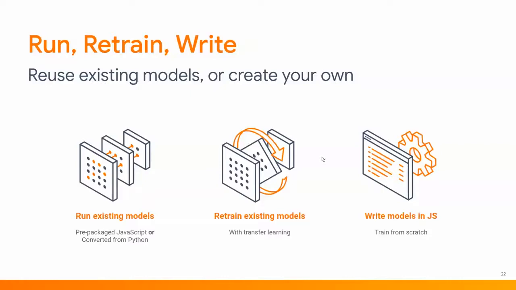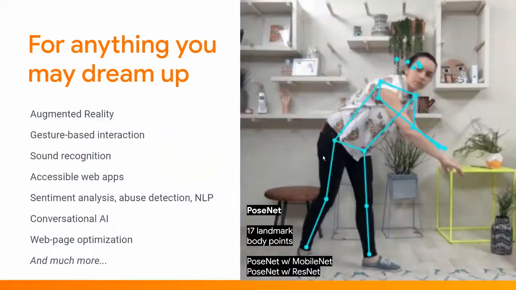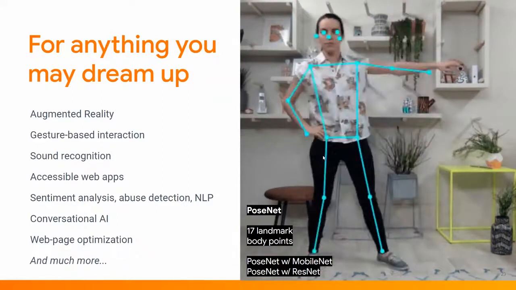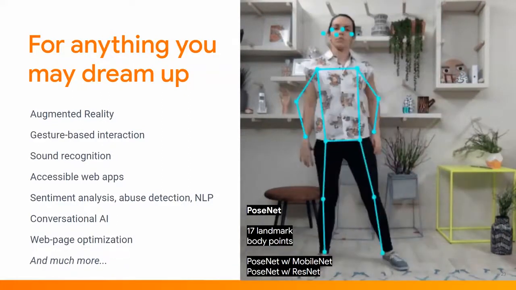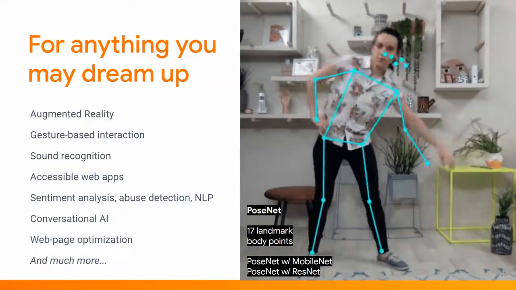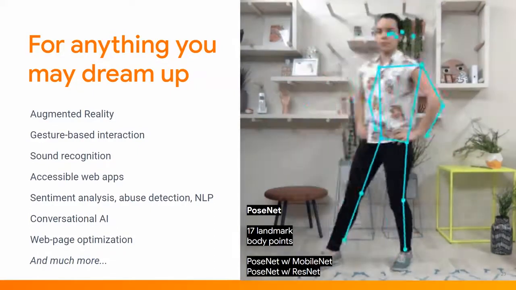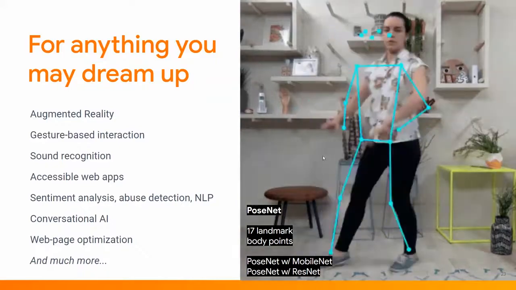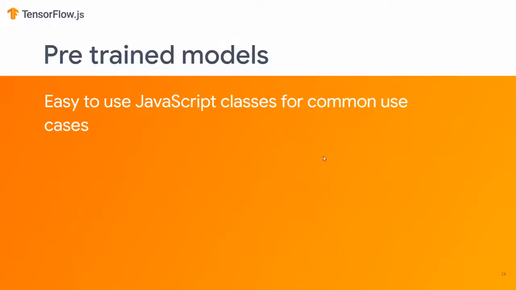And of course with TensorFlow.js, you can retrain via transfer learning, and you can write your machine learning models completely from scratch if you so desire, just like you could do in Python if you're familiar with machine learning in Python. And that allows you to basically dream up anything you might want, from augmented reality, gesture, sound recognition, conversational AI, whatever it might be. You can do that in JavaScript now as well, giving you superpowers in the browser and beyond.